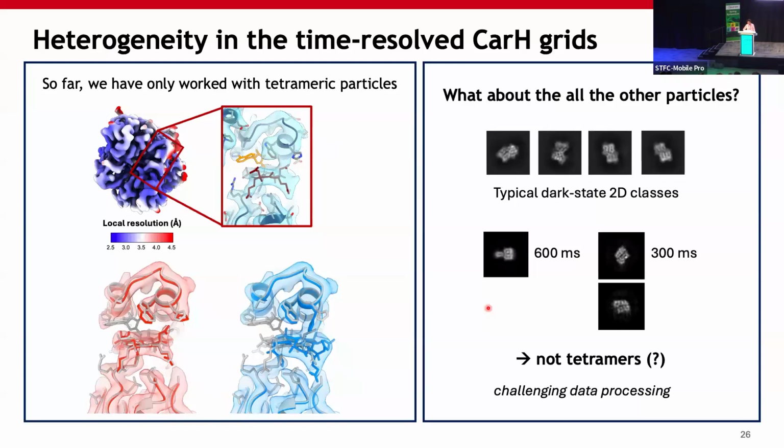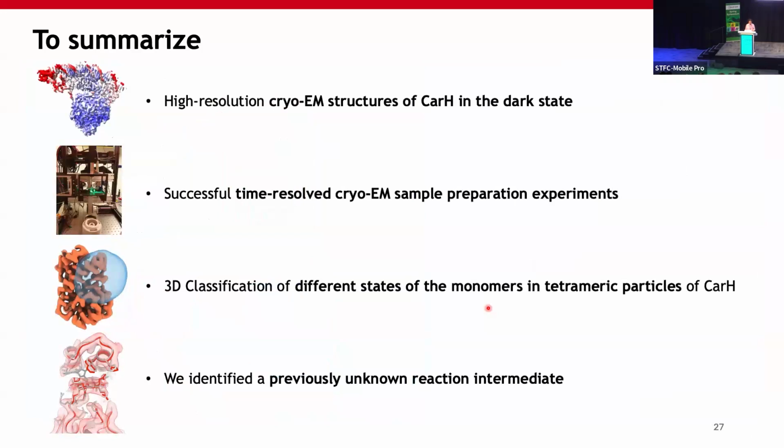And of course, we would like to explore some of these heterogeneity processing algorithms that are being developed by many people. So to summarize for CarH, we got high resolution dark state structures of the truncated and full length protein in complex with DNA. We did successful time-resolved cryo-EM sample prep experiments in Delft. We obtained 3D reconstructions of those and could classify different intermediate states at the monomer level in tetrameric particles of CarH, and we identified a previously unknown or not studied reaction intermediate of this protein.